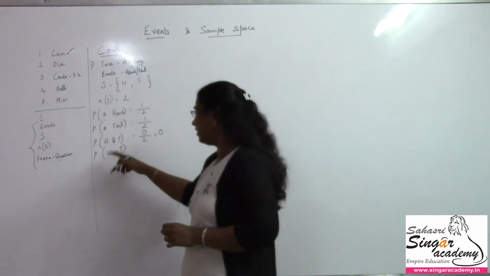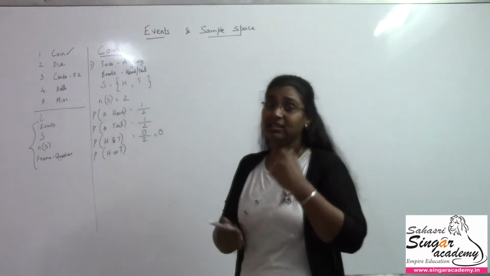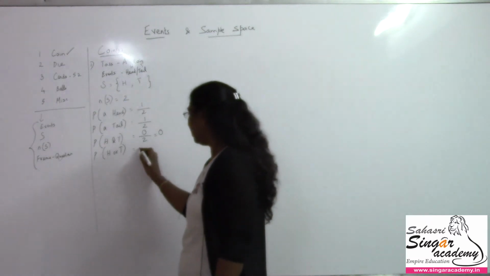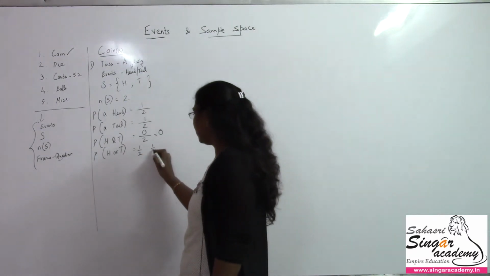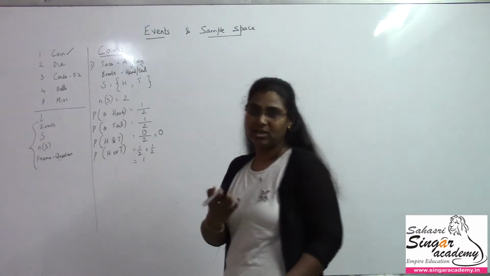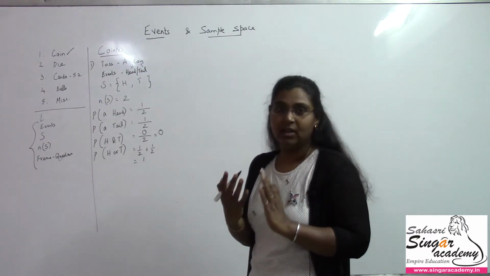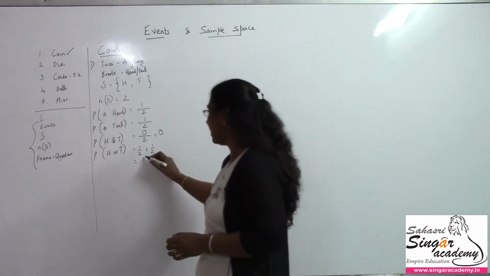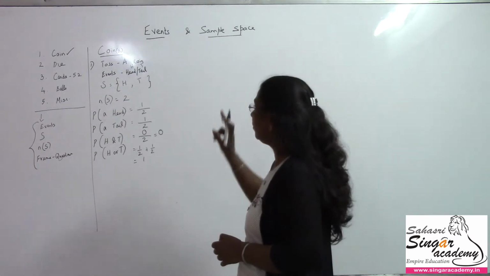If you go for the head or tail case, yes, head may come, tail may come. For head it is 1 by 2, for tail it is 1 by 2. So 1 by 2 plus 1 by 2 gives 1, a sure event. You can toss and try yourself. Definitely no option other than these can come. So this happens to be a sure one. This is with respect to one coin.